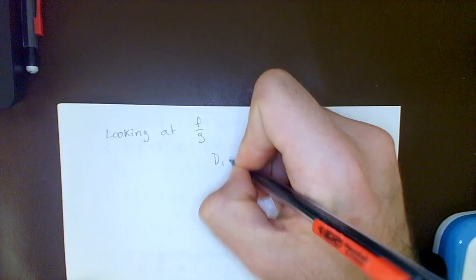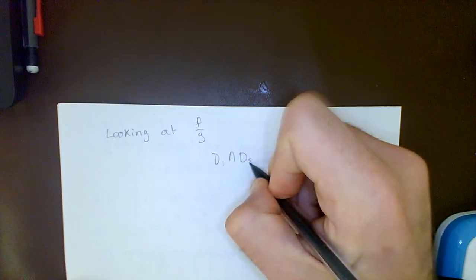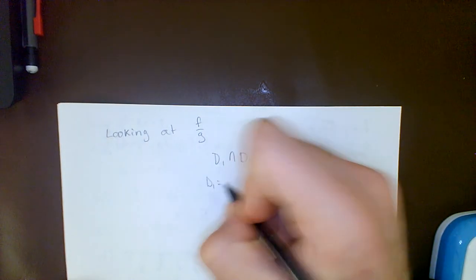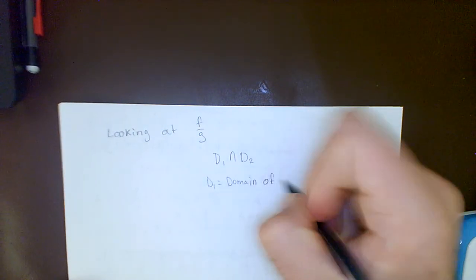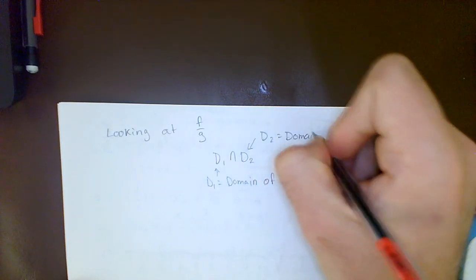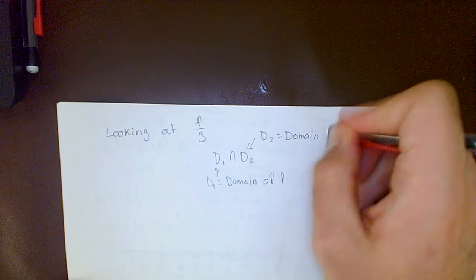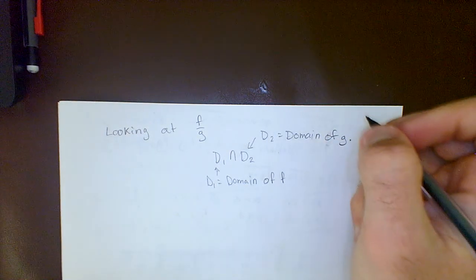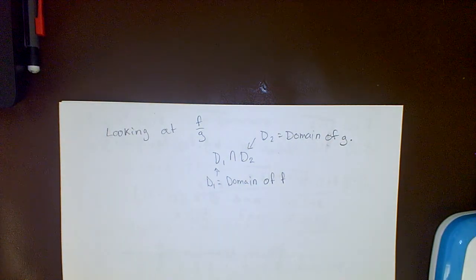Now, there's one additional thing that we've got to look out for when we're talking about division. So again, it's D1 and, remember this upside down U is and, D2. So D1 is the domain of f, and D2 is the domain of g. Okay, so you need to do one more thing.